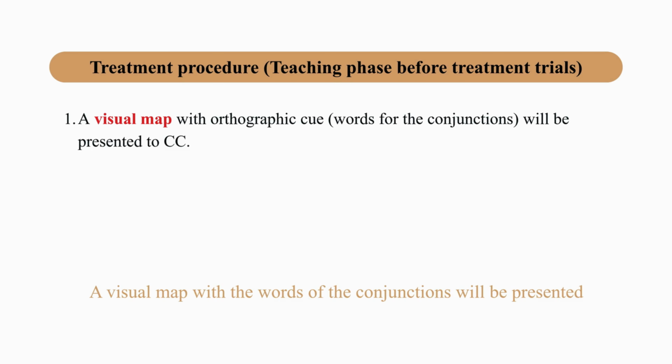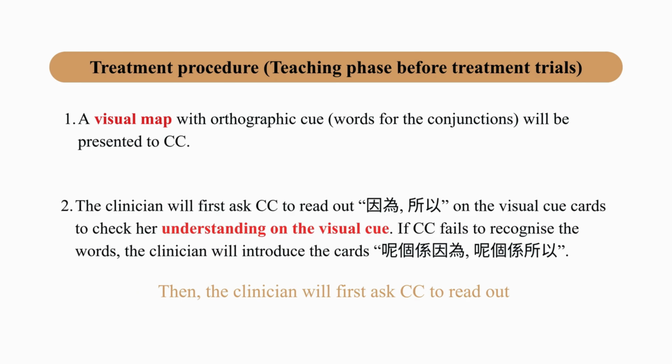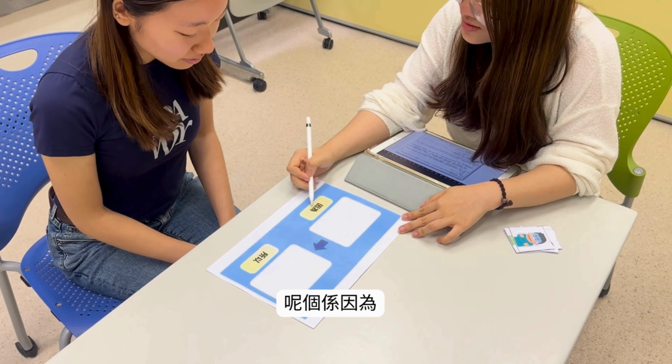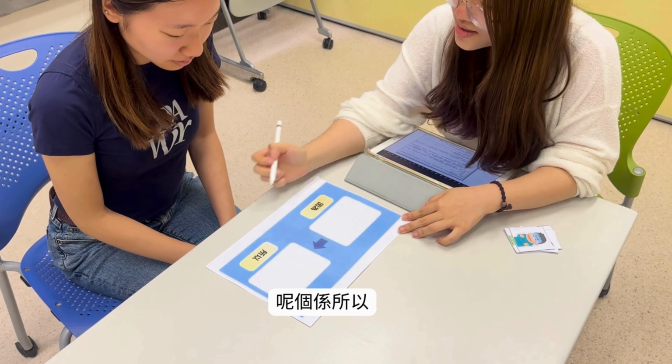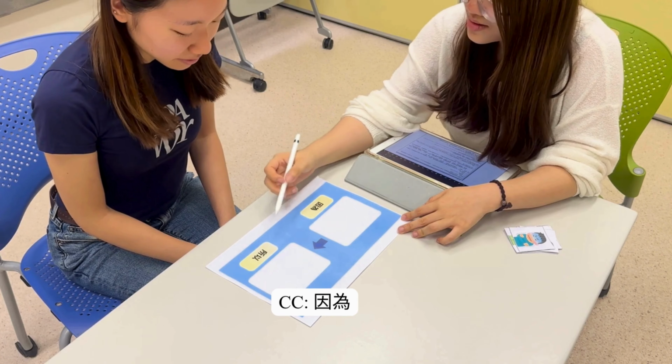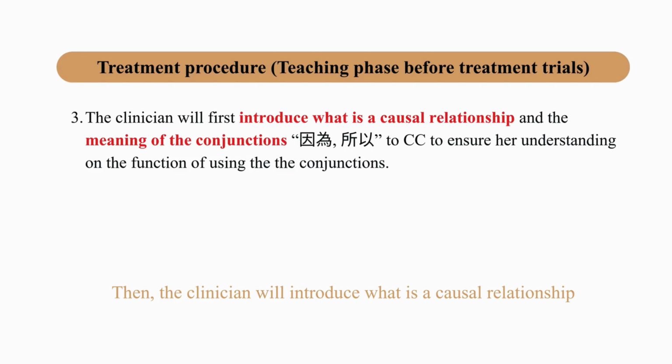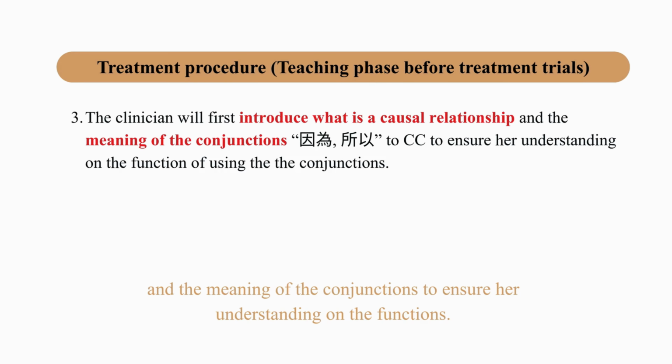A visual map with the words for conjunction will be presented. Then the clinician will ask CC to read out 因為所以 on the visual cue cards to check her understanding of the visual cue. 你睇下呢因為呢個係所以，你試下讀一次啊！呢個係因為，呢個係所以。The clinician will introduce what is a causal relationship and the meaning of the conjunctions to ensure her understanding of the functions.